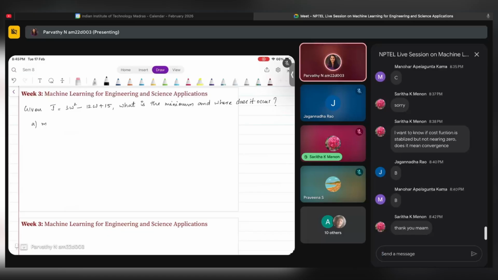Given J is 3w square minus 12w plus 15, what is the minimum and where does it occur?